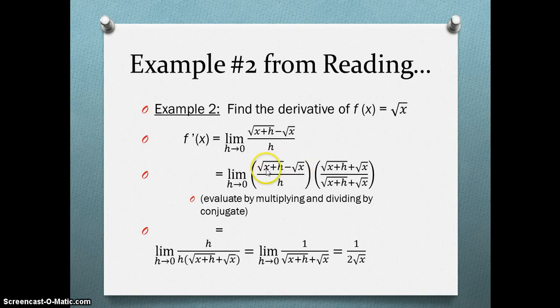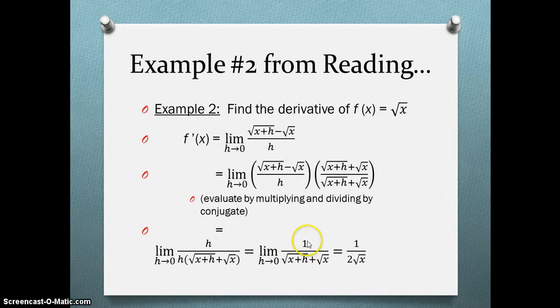When we multiply the numerator, we notice that we get square root of x plus h squared minus square root of x squared, which cancels down to just an h. I left the denominator alone so that we can see that all we need to do is cancel out our h on the top and the bottom. We're left with limit as h goes to 0 of 1 over square root of x plus h plus square root of x.